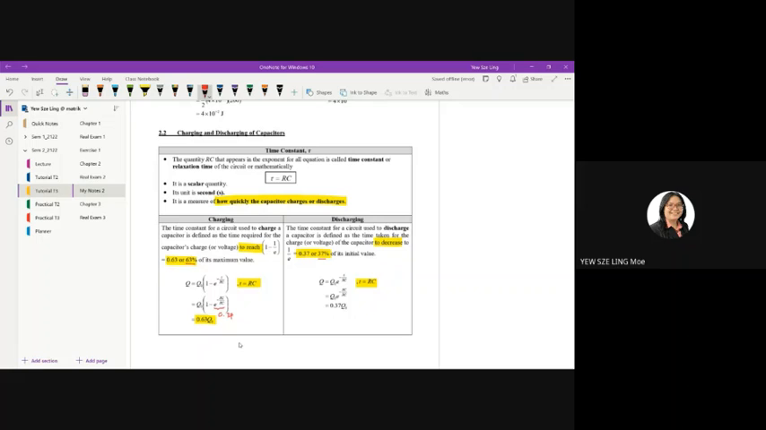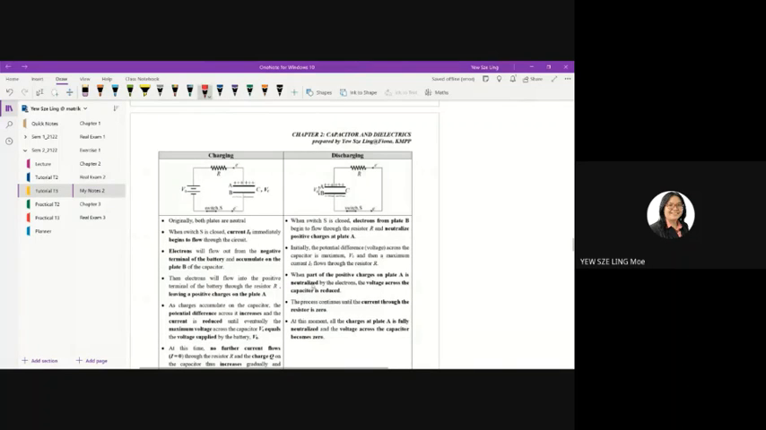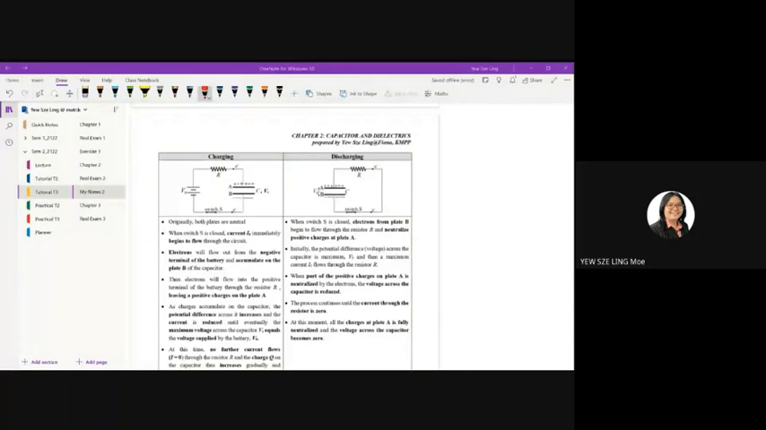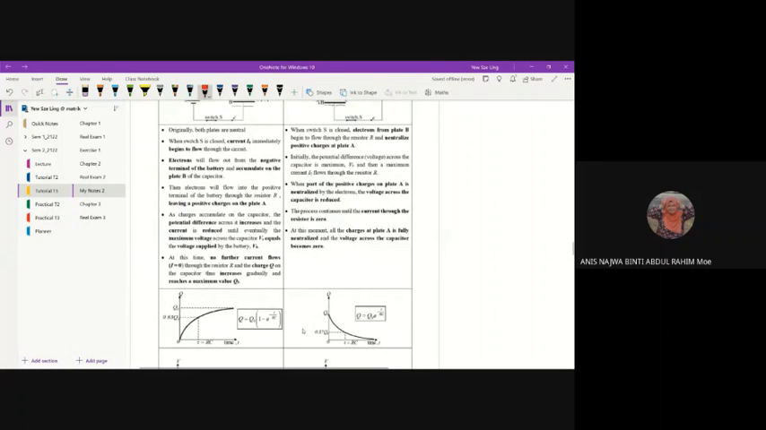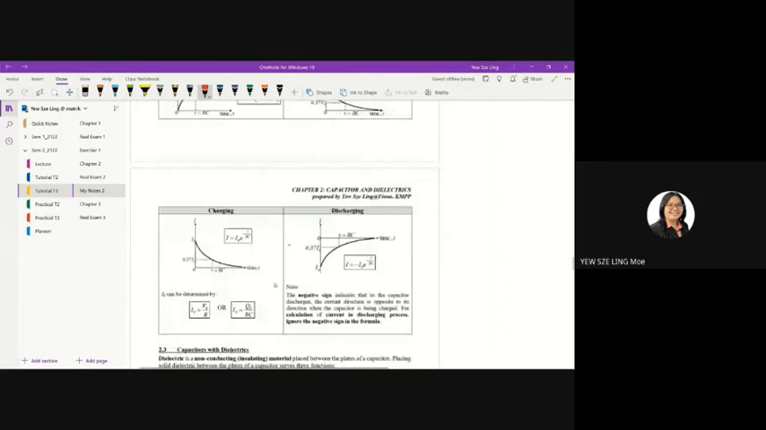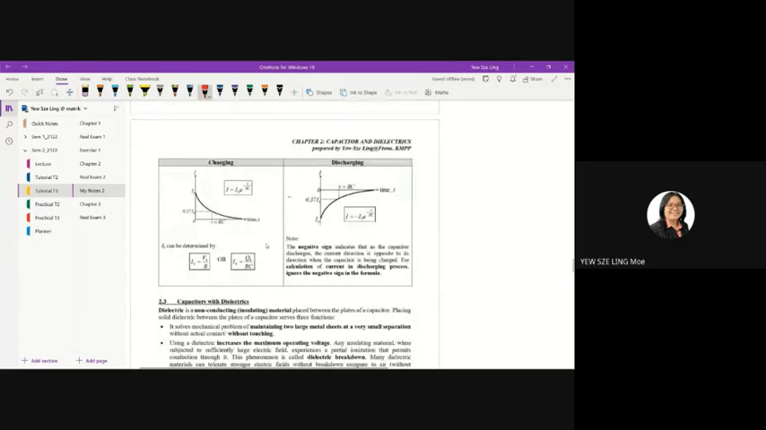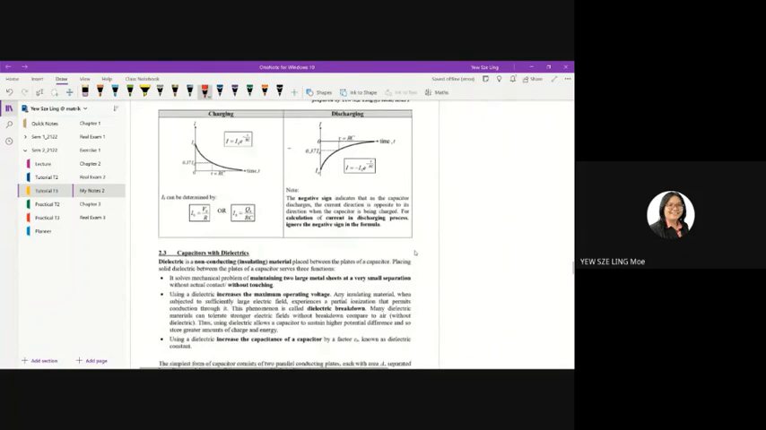So now let's see. Charging, discharging process, I already explained it in a previous class. I already explained why you get all these shapes. So yeah, we can just skip it.